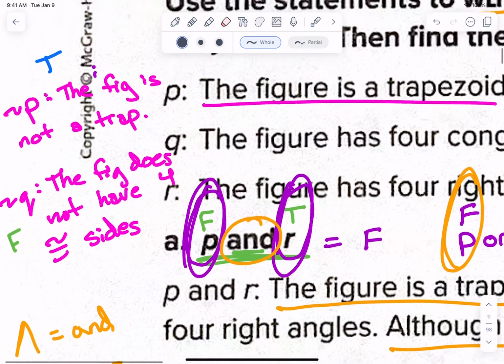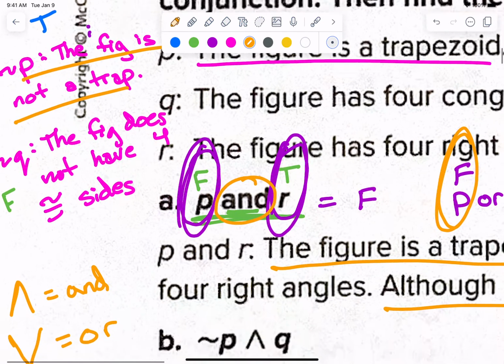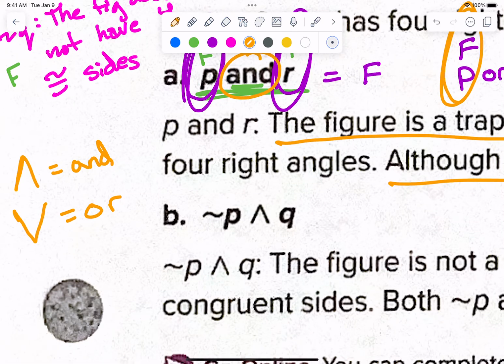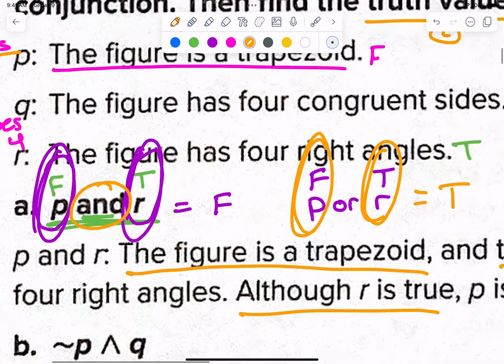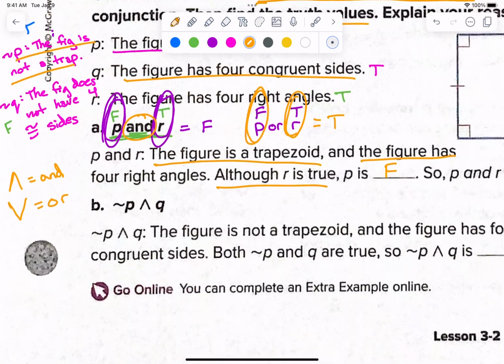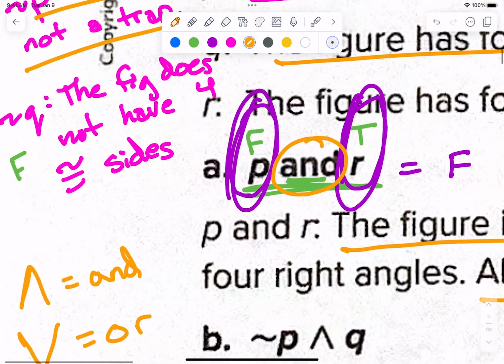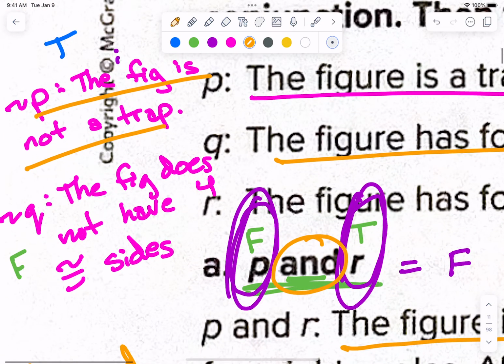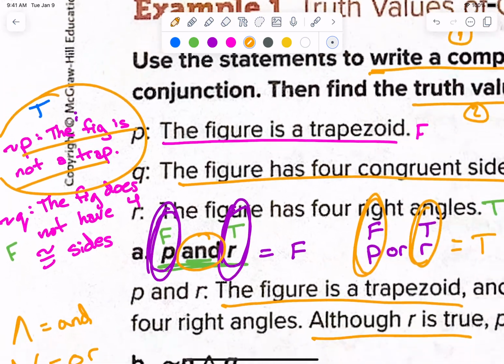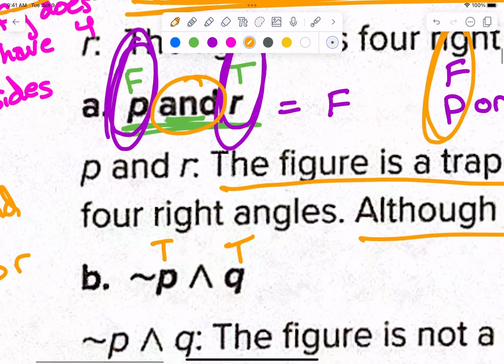This one says not P and Q. Okay? Not P said the figure is not a trapezoid. That's what not P said. The figure is not a trapezoid. And Q says the figure has 4 congruent sides. Okay? Was not P true or false? Not P was true. Q was true or false? True. Okay, so now we're looking at "and."